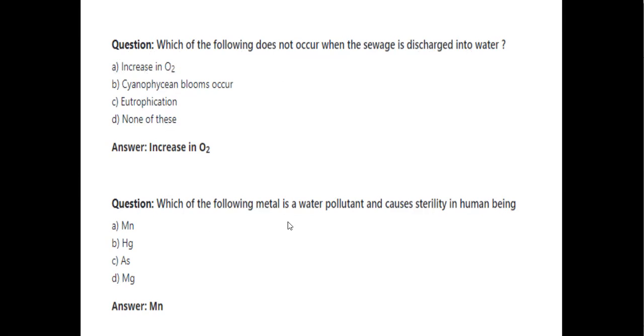Which of the following metals is a water pollutant and causes sterility in human beings? Manganese, mercury, arsenic, or magnesium. Manganese is a metal water pollutant which causes sterility in human beings.